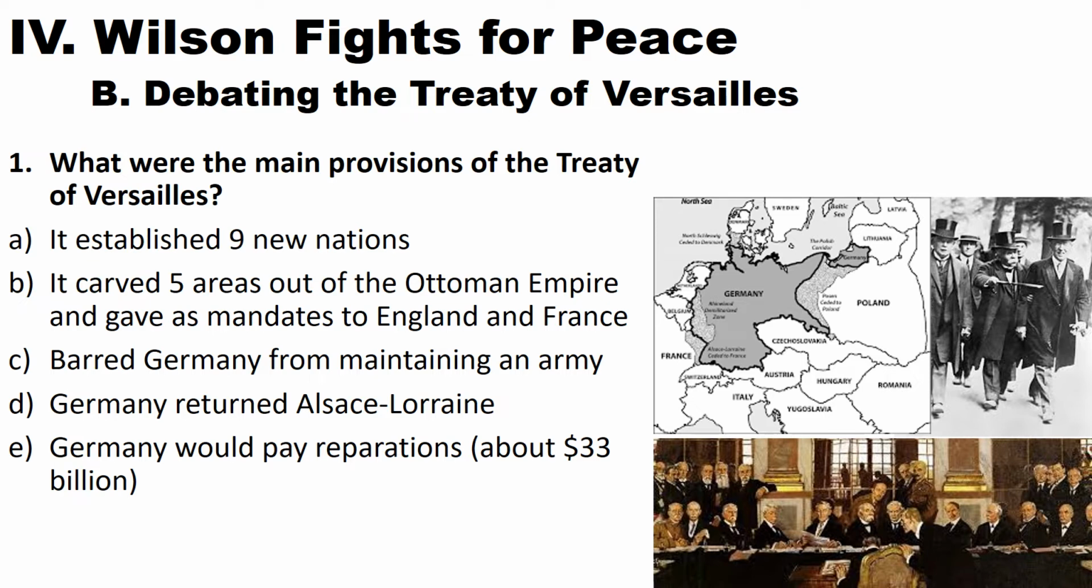The treaty would bar Germany from maintaining an army and also required Germany to return the region of Alsace-Lorraine. It's kind of hard to see, but it's in Western Germany.